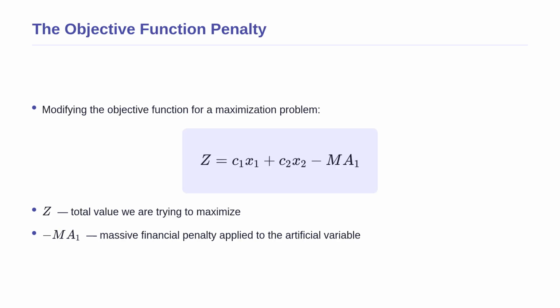Now that we have a starting point, we must ensure the artificial variable does not stay in our solution. This formula shows how we alter the main objective function, Z. The terms C1 and C2 represent the normal profit contributions of our real variables. The critical addition is the minus M A1 term. This acts as a devastating financial penalty. Because M is considered infinitely large, any positive value for A1 will destroy our profit. Therefore, as the optimization process runs, it will naturally force A1 to 0 as quickly as possible to maximize the overall value of Z.